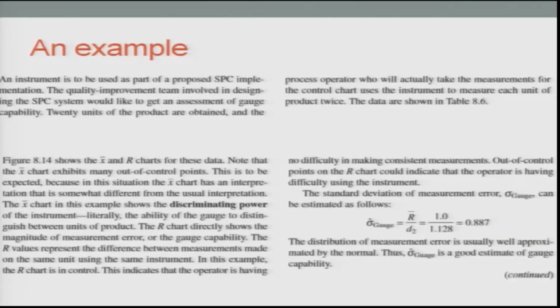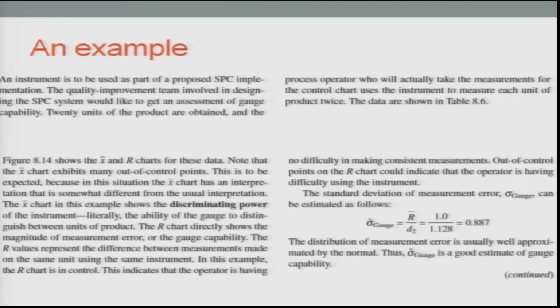So, let us consider an example. An instrument is to be used as part of the proposed SPC, statistical process control charts, implementation. The quality improvement team involved in designing the SPC system would like to get an assessment of gauge capability, and 20 units of the product are obtained. In the book by Montgomery, which I mentioned, figure 8.14 shows the X bar and R charts for this data.